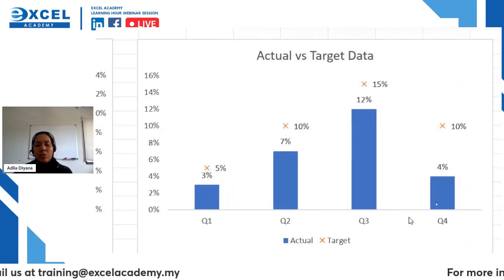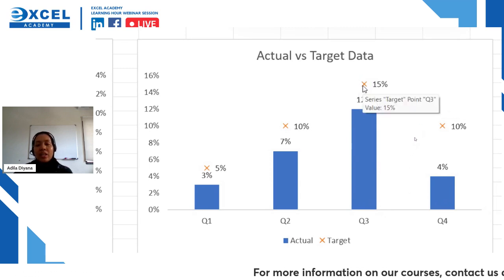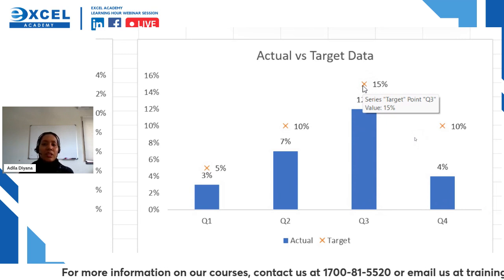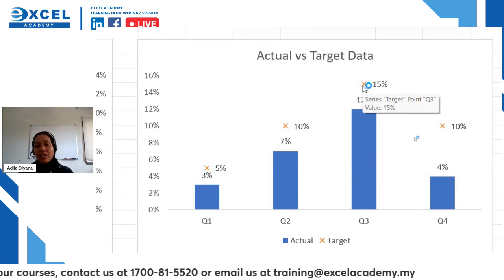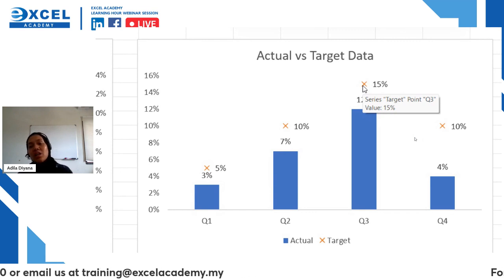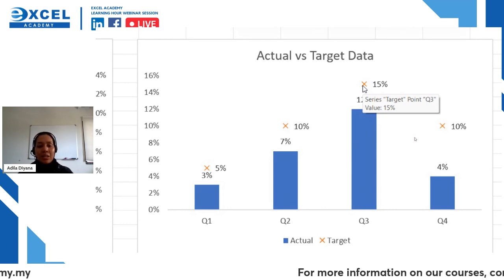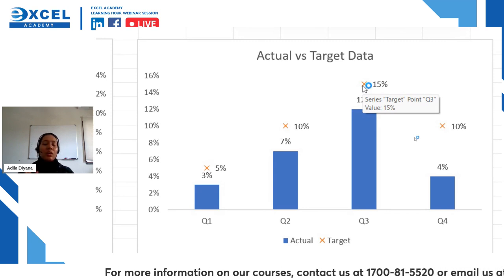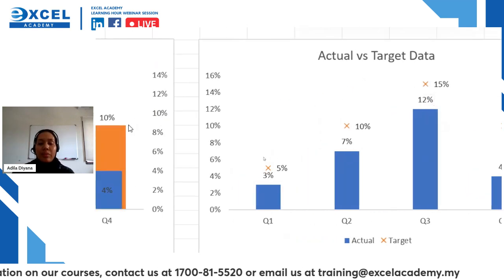The second one here, you would see there's a column, and the X here is what we call a marker, M-A-R-K-E-R. For your marker, you can change the shapes. Here I have X, but you can change it to a circle, a triangle, a star, and a lot of other markers. So this is your second option: a column chart accompanied with a marker to show your target.